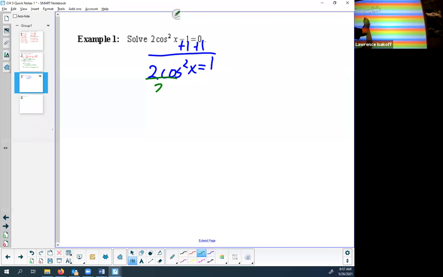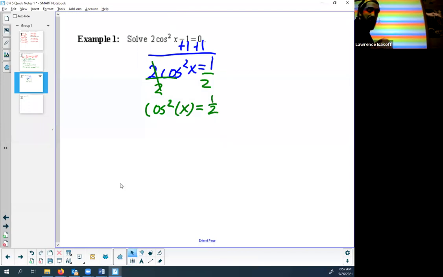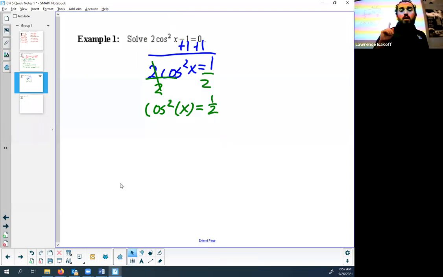Okay, let's divide by 2. And we get the cosine squared of x equals 1/2. However, that's cosine squared. We know from the unit circle, we can determine where cosine's equal to 1/2 off that memorization. However, that's just cosine, not cosine squared.